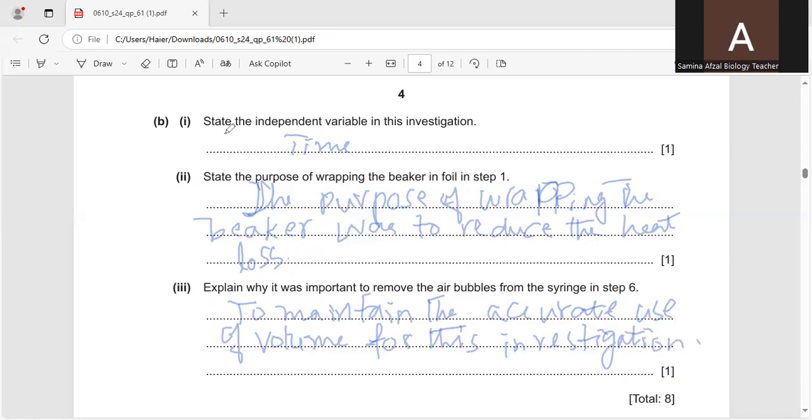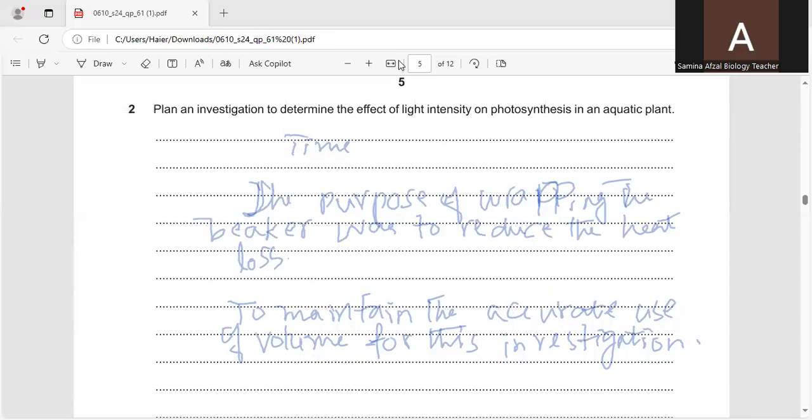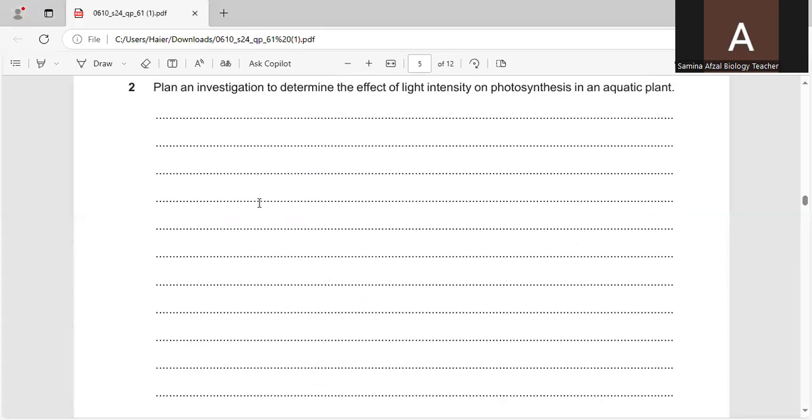So it was all about question number 1. Now we are moving towards question number 2. Okay. Question number 2, you can see a plan an investigation to determine the effect of light intensity on photosynthesis in an aquatic plant. So the aquatic plant can be used for this purpose.